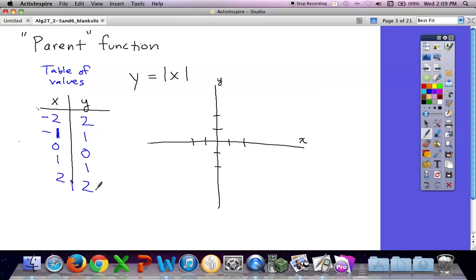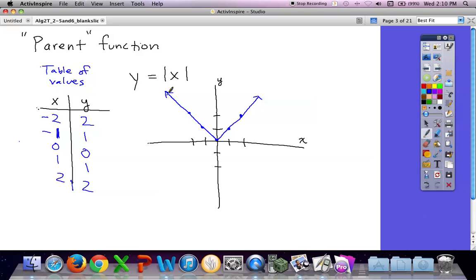So let's plot these 5 points and see what the shape is. Over here on the coordinate axis, we've got (-2, 2), (-1, 1), (0, 0), (1, 1), and (2, 2). And what does it look like? It looks like a V. So we're going to connect a line because it's not just those 5 points. The graph is actually a continuous line that goes through all those points.